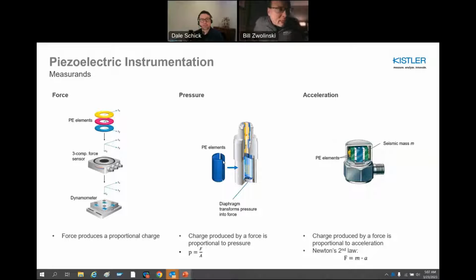So we're going to go into now some discussion on the piezoelectric instrumentation. We're going to focus mainly on force sensors, but you see a 3-component force sensor here. What we mean by 3-component force is that it measures X, Y, and Z, and that's integrated into what could be a dynamometer, or a force dynamometer, and we'll talk about that as well.